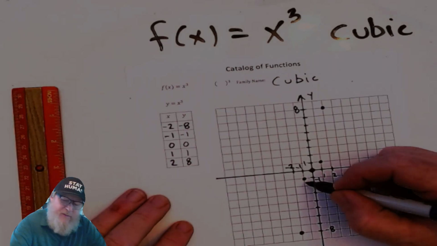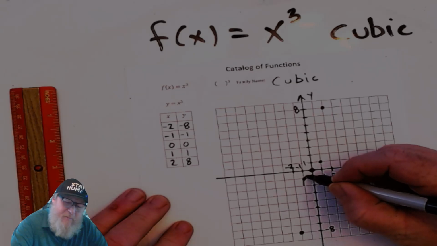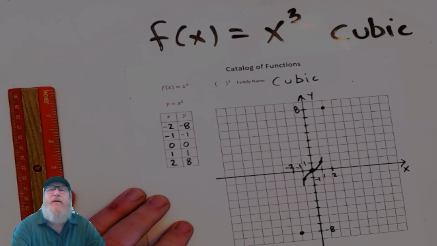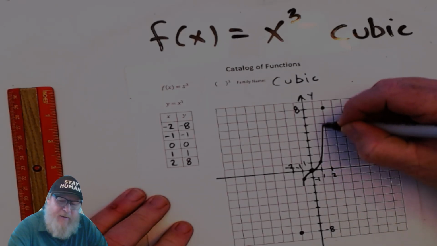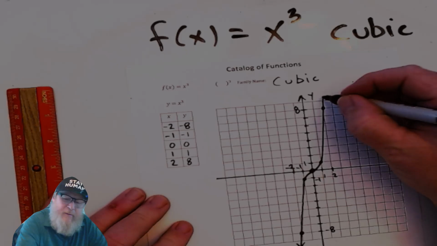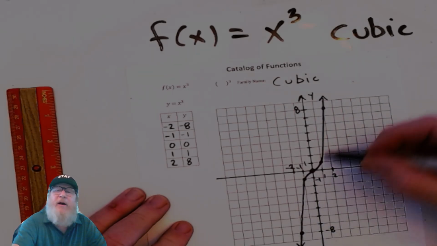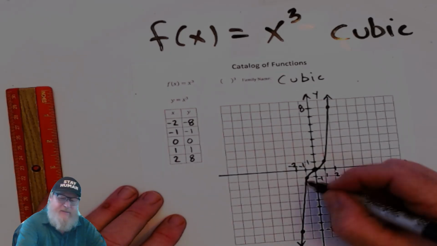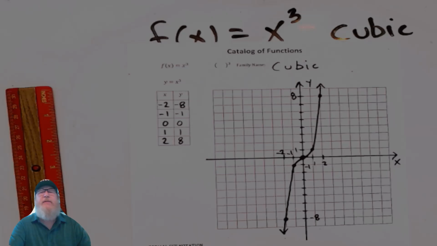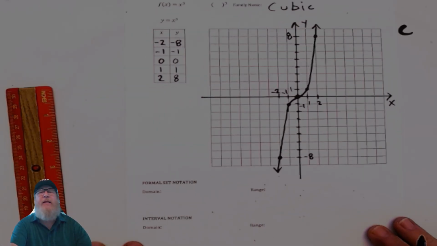And then watch how I do this. I'm going to connect the middle dots first. And then I'm going to go up here. And then I'm going to go down here. You could try starting at the bottom and getting through all 5 dots. It's not easy, but it's not impossible either. And there you go, the cubic. So take a minute to get that down. We'll move on to the domain and range.